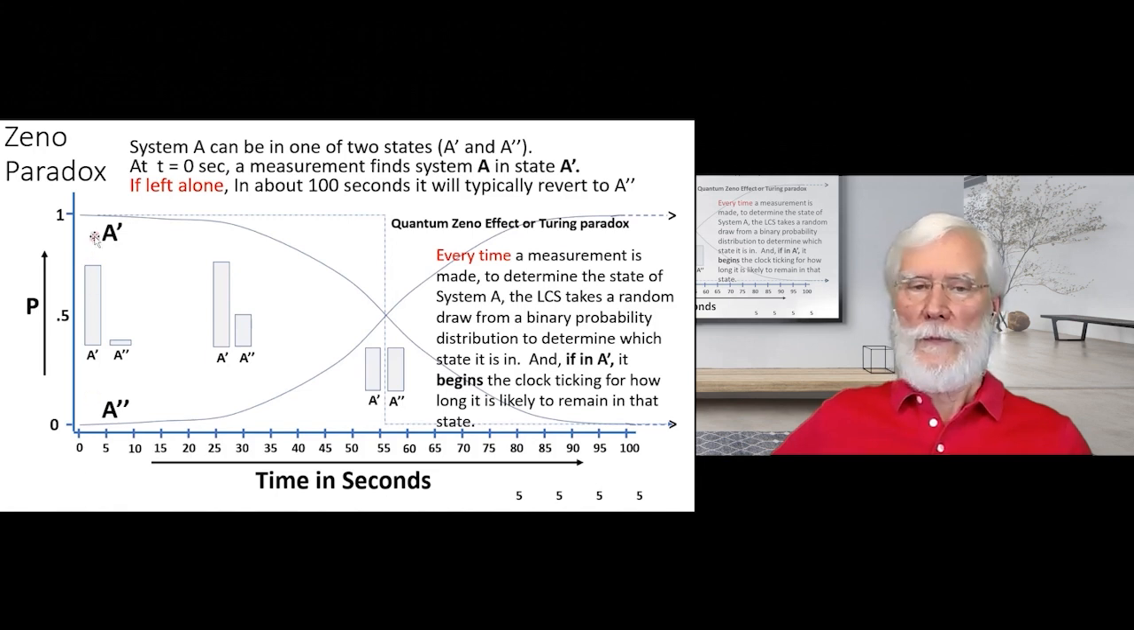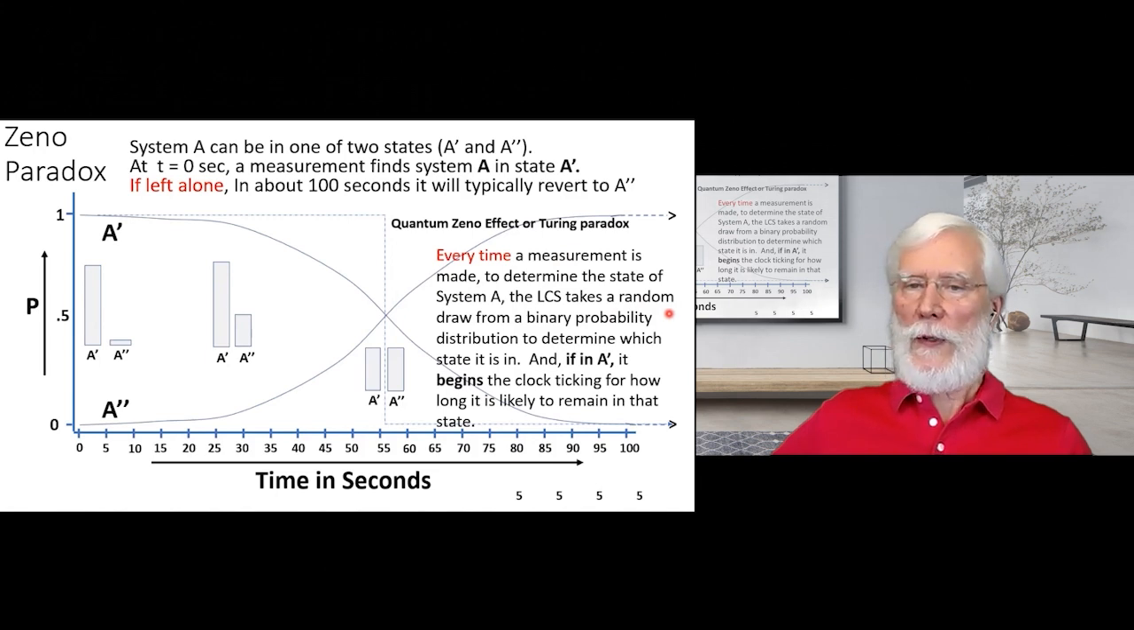All right. Now, here's what's going on. Every time a measurement is made to determine the state of system A, here's how the larger conscious system, the rendering engine, calculates this behind the scenes. It takes a random draw from a binary probability distribution to determine which state it's in. And if it's in A prime, that's the excited state, it begins a clock ticking for how long it's likely to remain in that state.